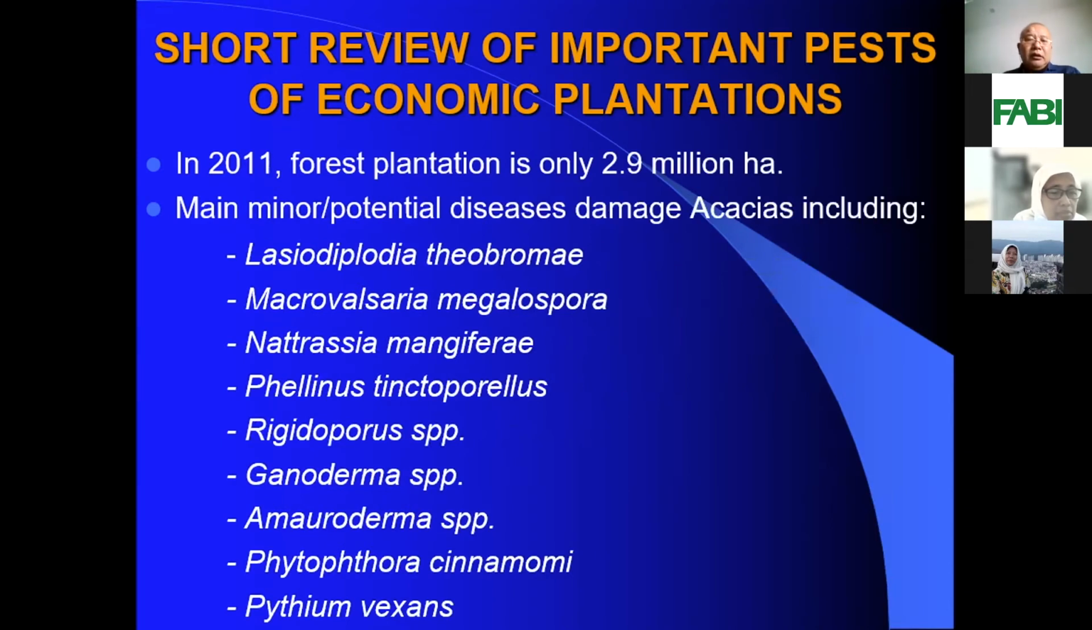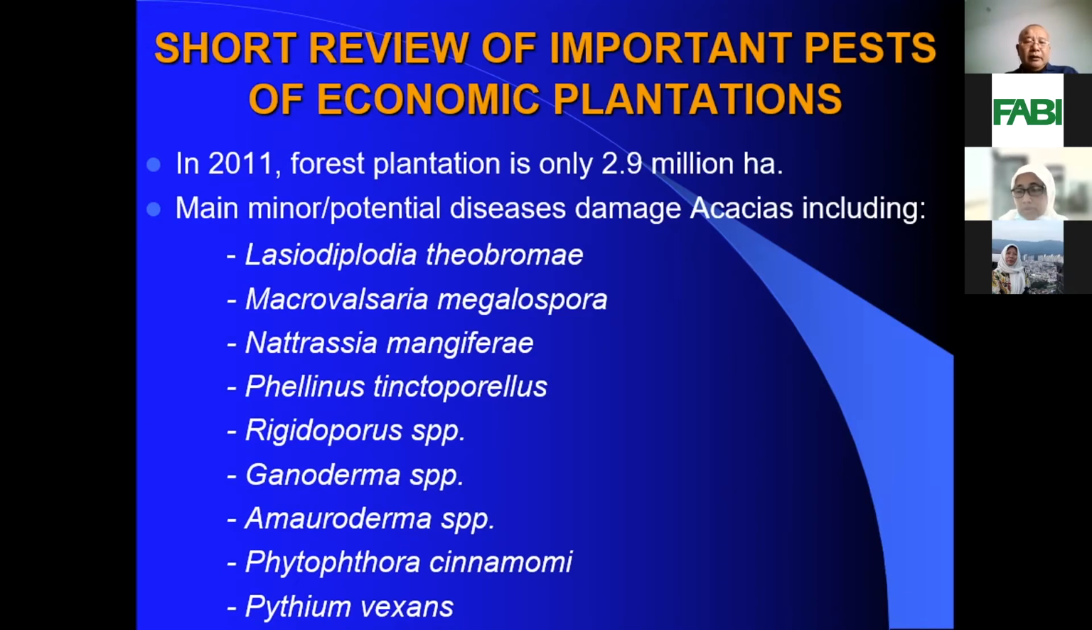The main minor and potential diseases associated with acacia include Lasiodiplodia, Macrophoma, Phellinus, and some heart rot fungi, and Phytophthora cinnamomi and Pythium are potential.